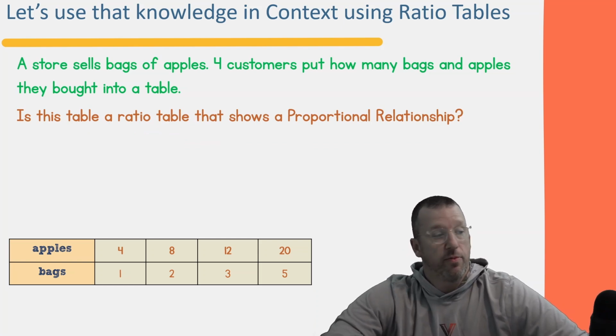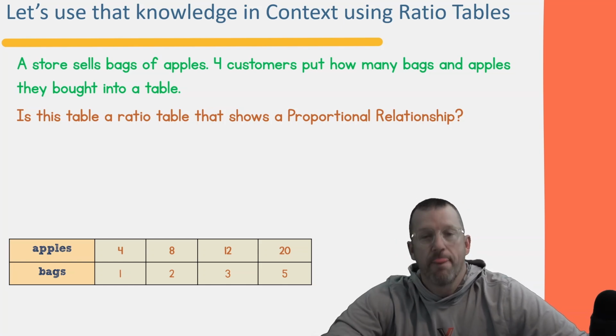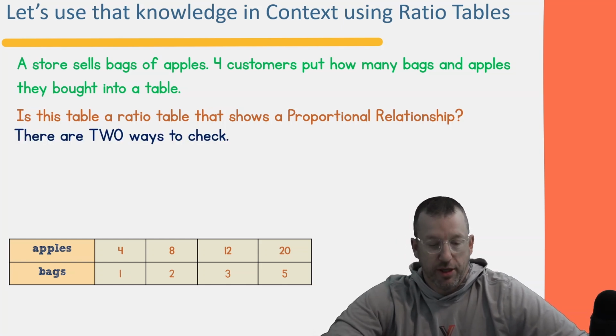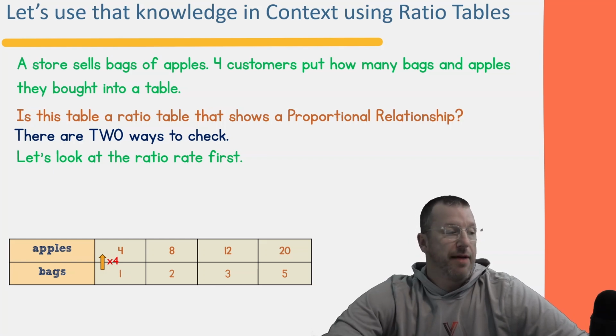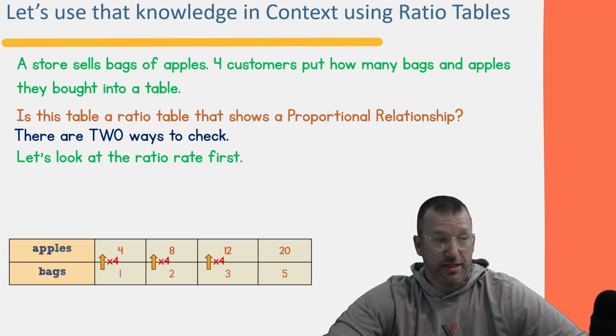In order for it to be proportional, all parts of the table have to be in proportion. So there are 2 ways to check this. Okay, we can look at the ratios first. We could say, how did I get from bags to apples? We can say, well, I multiplied by 4. If I have 2 bags and I multiply by 4, I have to get 8. Yep. Remember, all these have to be the same. What's 3 times 4? That's 12. That worked. And what's 5 times 4? That's 20. So that worked.